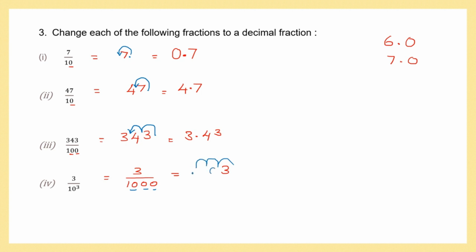So what do I have here? I need to fill it up with zeros. So what is my final answer? 0.003, and since I don't have a number before the point, I put 0. 0.003.